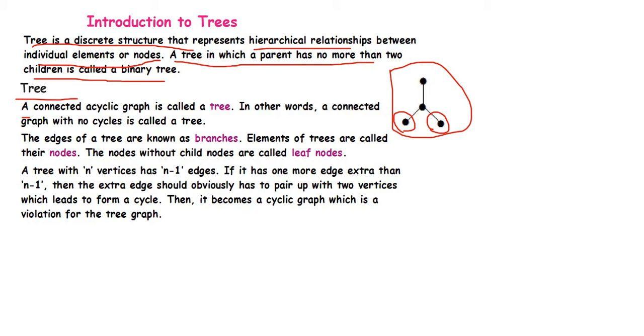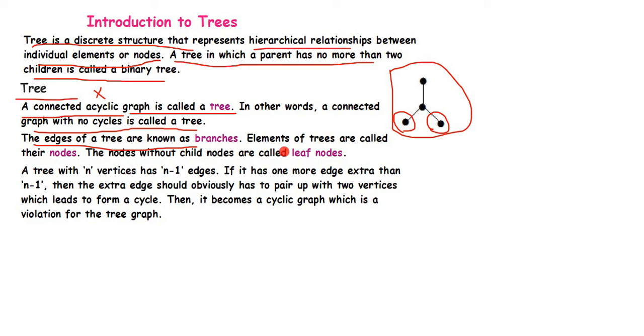A connected acyclic graph, in the sense of a graph with no cycle, is called a tree. So in other words, a connected graph with no cycle is a tree. The edges of a tree are known as branches. Suppose that this is an example. In this example, this is a tree and we have two edges here which are called branches.